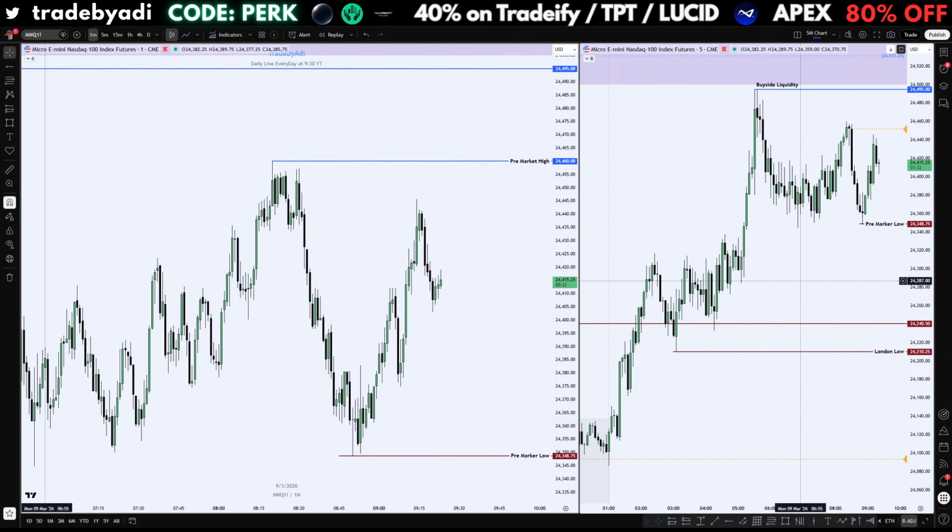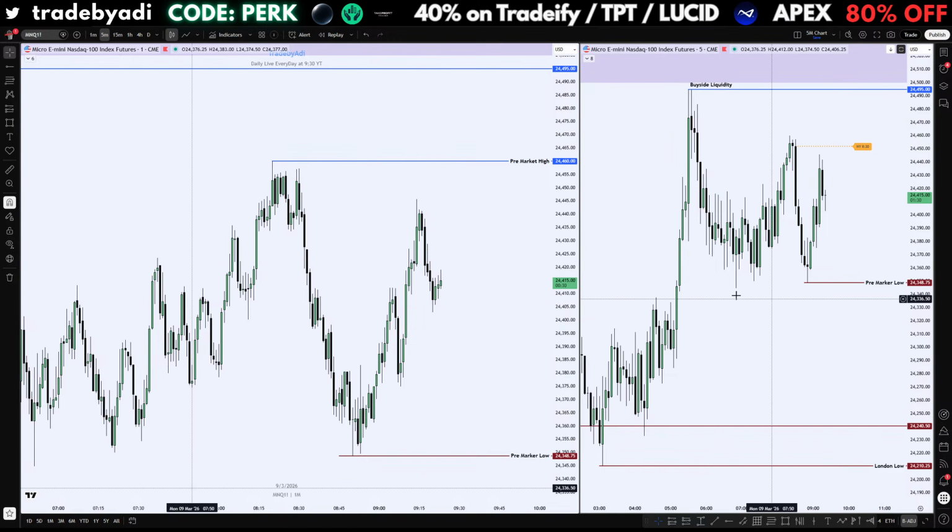We have a failure swing, since this is almost equal lows. If we have a manipulation to the upper side, we can easily target these equal lows.